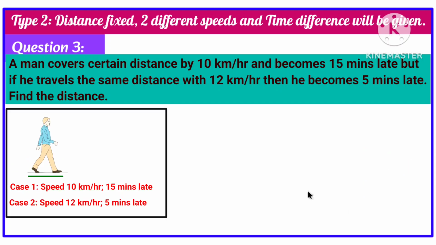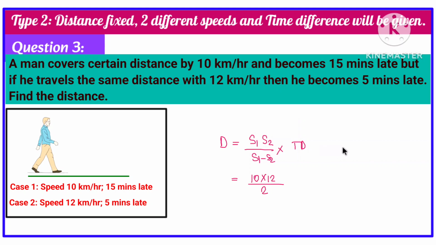Find the distance. So the same formula you are going to apply, that is distance equal to product of speed, that is s1 into s2, divided by difference of speed, that is s1 minus s2, into time difference. So let us solve: speed 1 into speed 2, that is 10 into 12. Now difference in speed, that is bigger one minus smaller one, so 12 minus 10 you are getting 2. Here the speeds are in kilometer per hour, so we also need the time difference in hour.